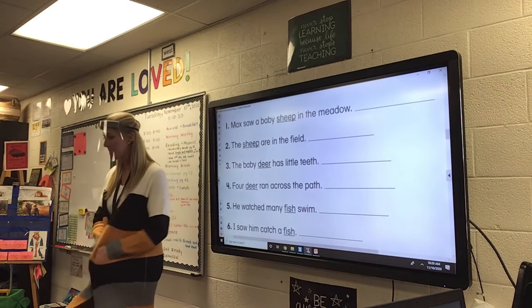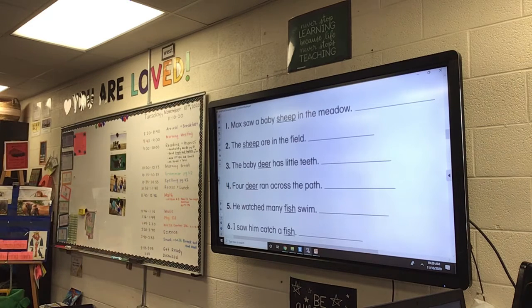Make sure your name is on your green paper. And the directions say we are going to write one if the underlined word means one thing. We're going to write more than one if it means more than one thing. So one means singular, more than one means plural. So number one, would you read number one for us, Kaden? Max saw a baby sheep in the meadow.